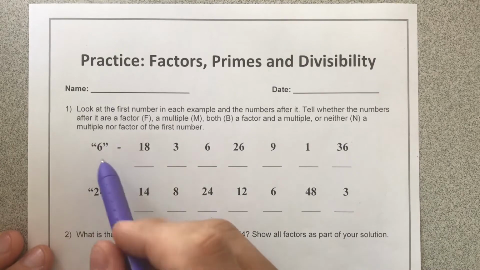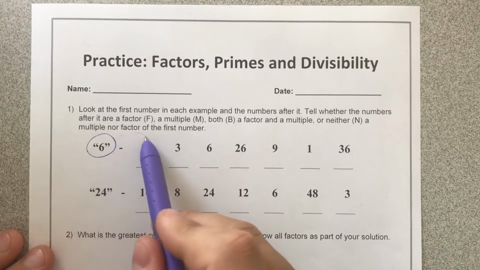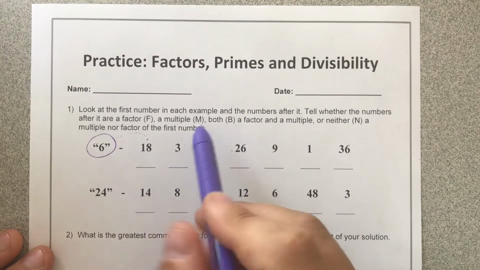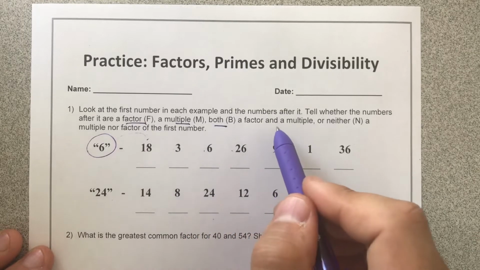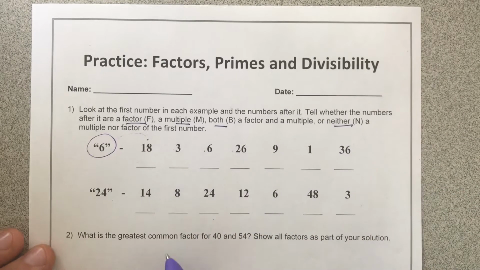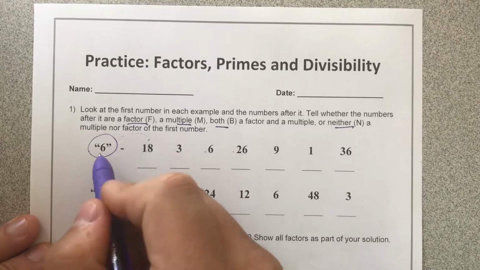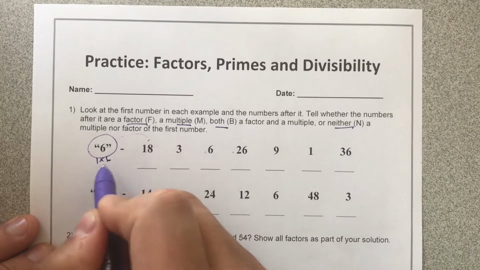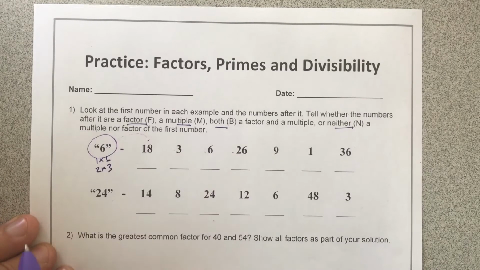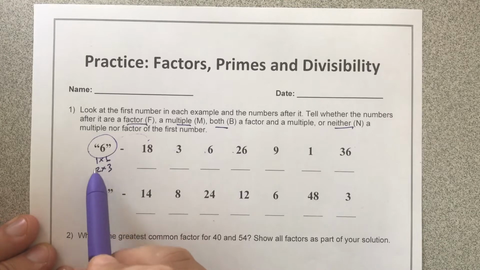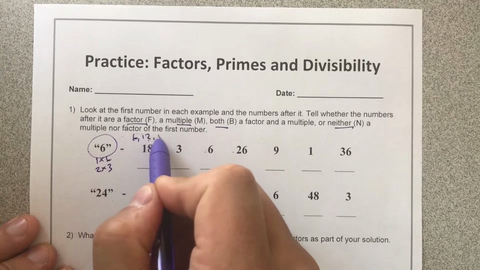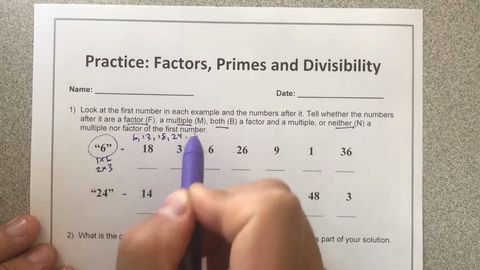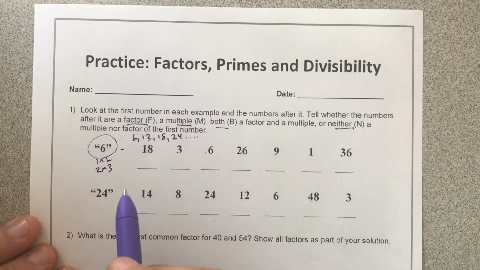So the first question is, looking at this number here, we're supposed to say if each of these numbers represents a factor, a multiple, both a factor and multiple, or neither a factor or multiple. So if I think about 6, factors of 6, well, 1 times 6 and 2 times 3. So really there's only 4 factors of 6, 1, 2, 3, and 6. If I think of multiples, 6, 12, 18, 24, and so on, as we skip count by 6.